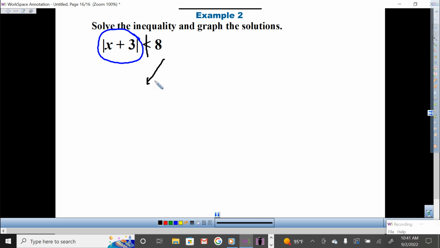Okay, multiply 8 by negative 1. That gives us negative 8. And then what do we do to the inequality? Flip it, and then write x plus 3. Yes?